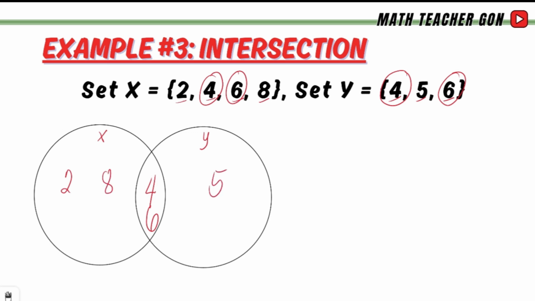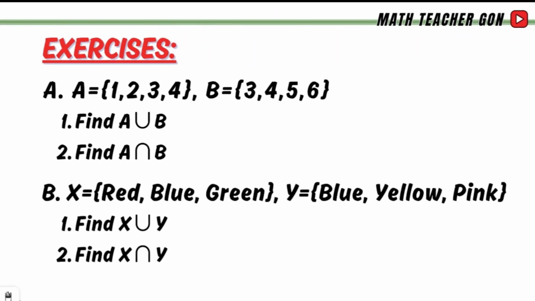So if we're talking about intersection, the intersection of X and Y is 4, 6. Okay? For these exercises, we have set A is 1, 2, 3, and 4. And set B, you have 3, 4, 5, and 6. We'll start with number 1, which is find the union of A and B. Union of A and B, you combine everything. So you have 1, 2, 3, 4, 5, and 6.